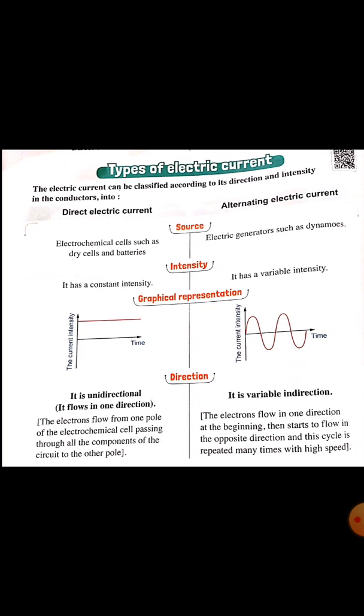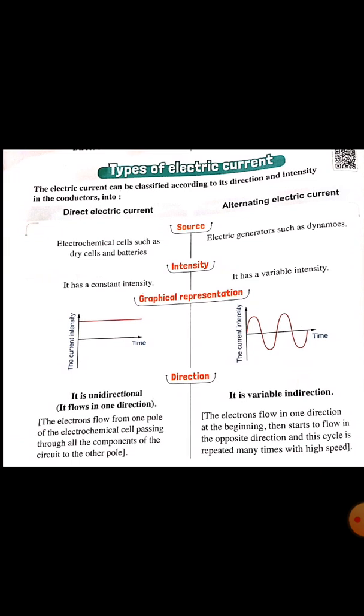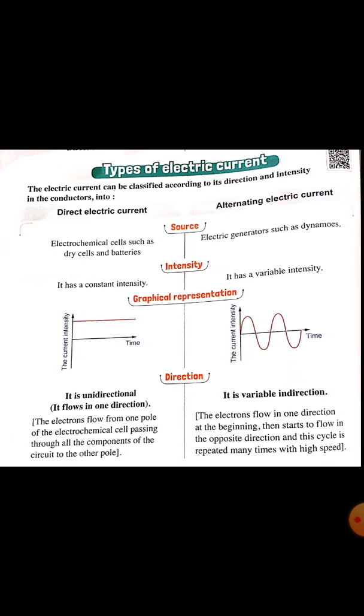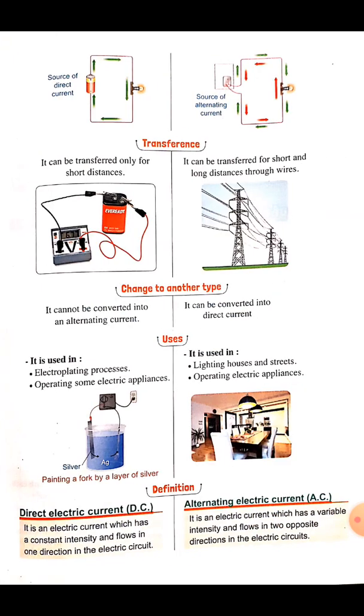It's a unidirectional electric current. So as you can see here from the graph, its intensity is constant as time passes. In addition, it flows in one direction inside the electric circuit from the positive pole of the battery to the negative pole. Let's continue with the direct electric current. Look here at this figure. The direction of this electric current is just from positive to negative, in one direction.